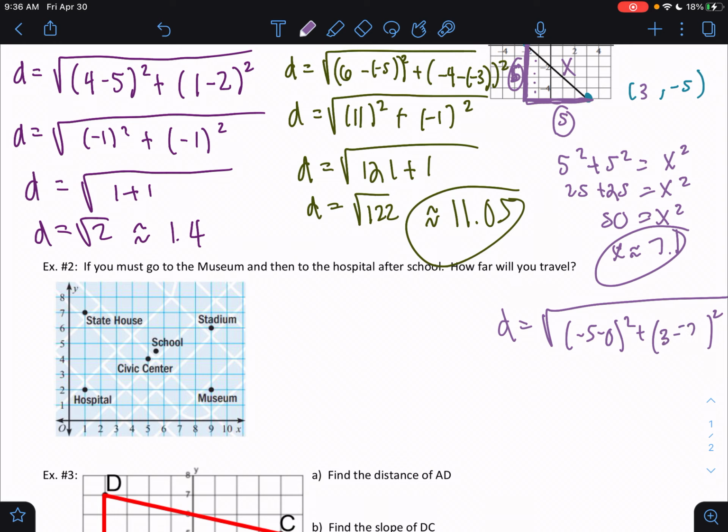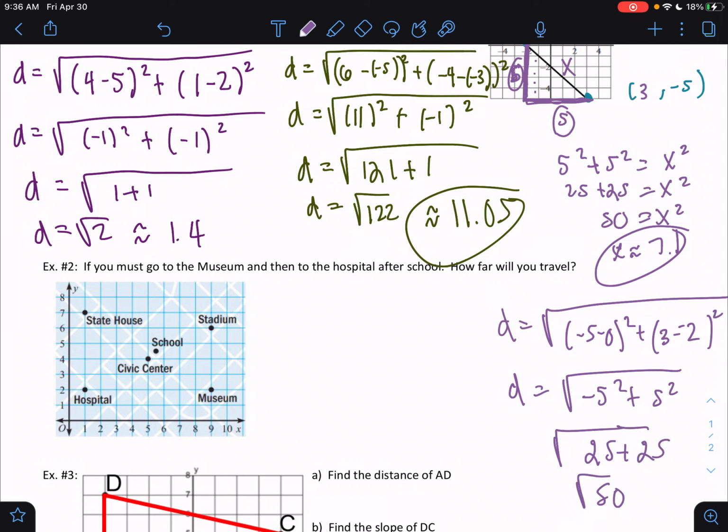Three minus negative 2. So our distance would be negative 5 squared plus 5 squared, which is again going to be the square root of 25 plus 25, which is the square root of 50. And so they do end up being exactly the same.